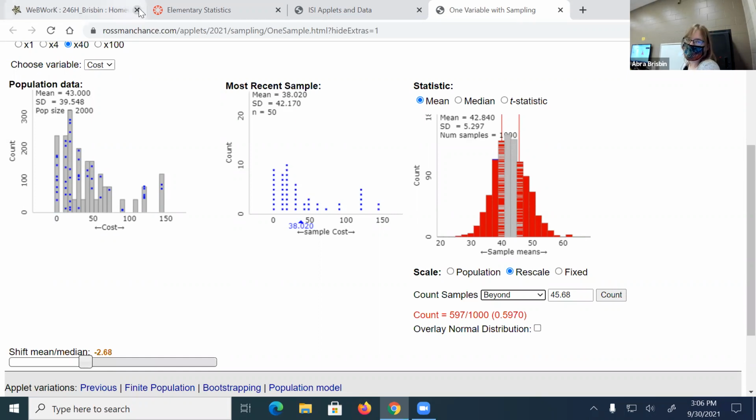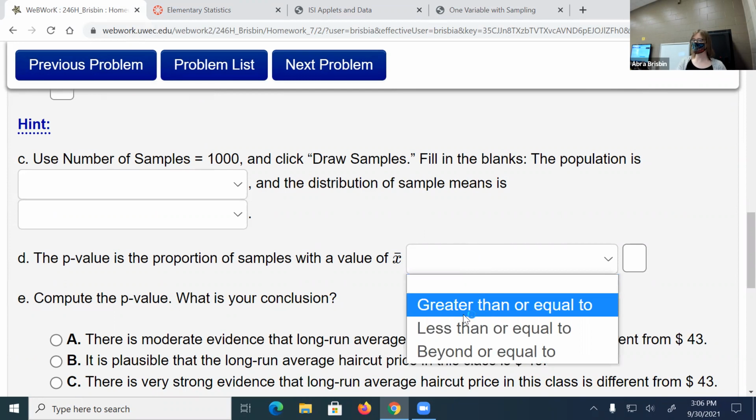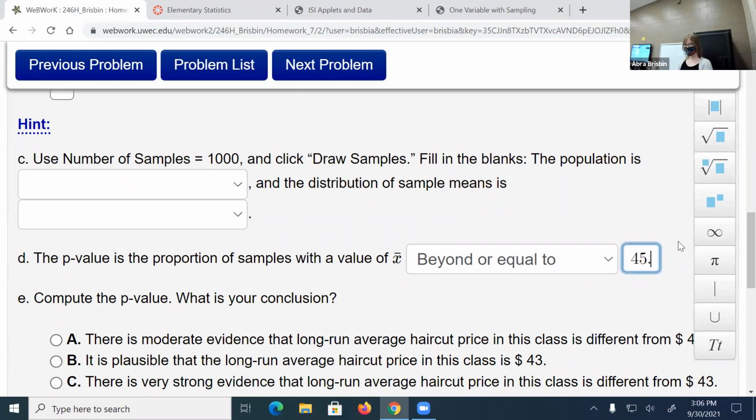But a key thing about this problem is to notice that it's not asking you what is the p-value. So it's not asking you for the 0.597. Instead, it's asking you, how do we compute the p-value? It's the proportion of samples with the value of x bar beyond or equal to the sample mean, so 45.68. Questions about that one? Allison, does that address your question about that one? Mm-hmm. Cool. Other questions about the homework?